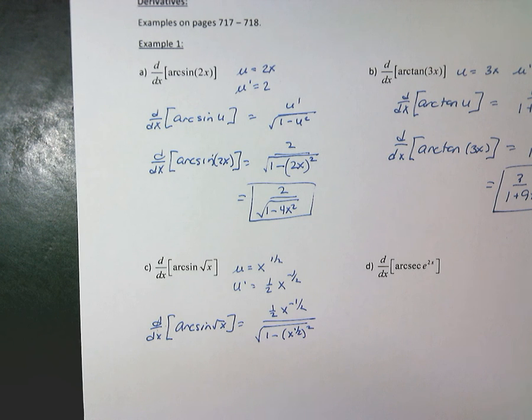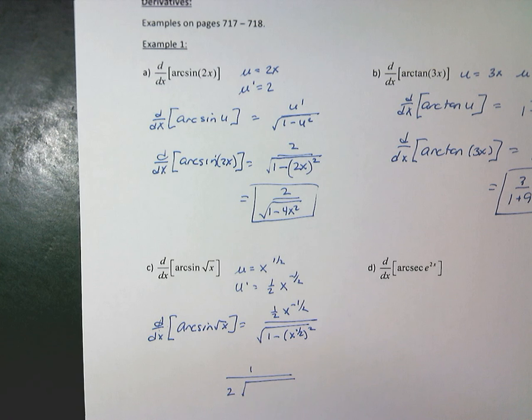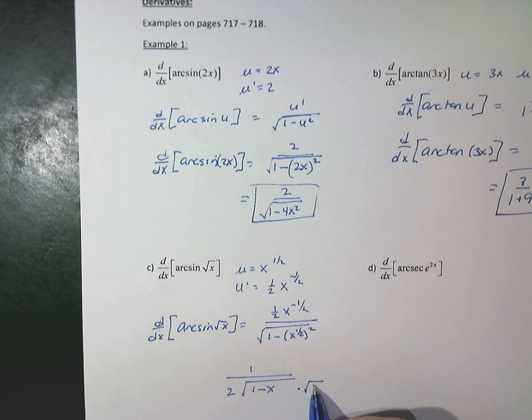I can clean this up a little bit. This 1/2 is the same thing as saying 1 over 2, so I'm going to do that. 1 minus x to the 1/2, squared, is x. So I'm going to have 1 minus x here. Then I have this x to the negative 1/2. That's the same thing as saying it's going down here, the square root of x. So this is totally acceptable.